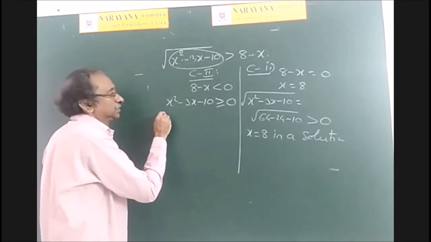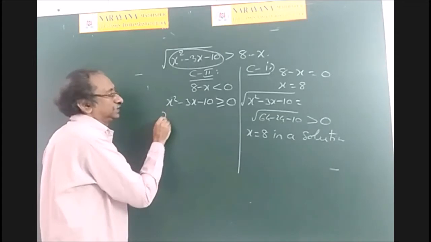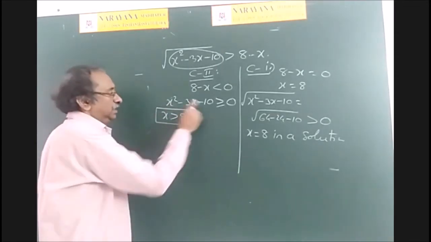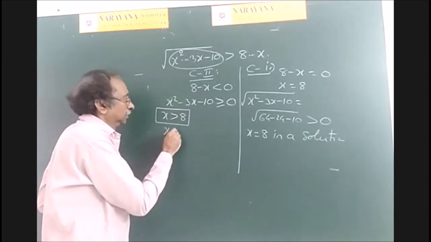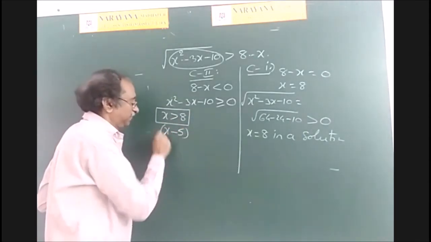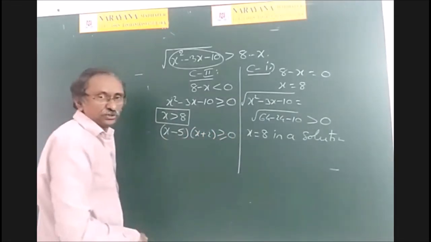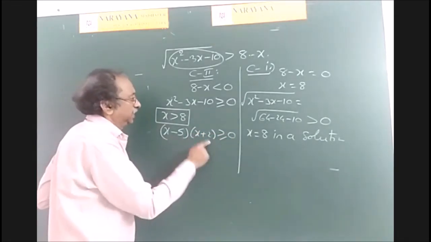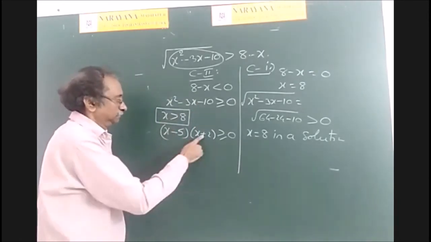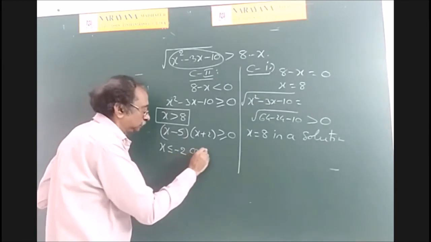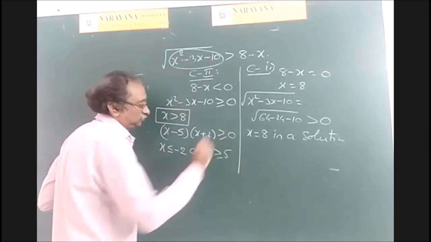Now we solve them. 8 minus x less than 0 means x greater than 8. That is the first one. And what are the factors? x minus 5 into x plus 2 greater than or equal to 0. Is it okay? That is x square minus 3x minus 10. Okay. Therefore, x must be less than or equal to minus 2 or x greater than or equal to 5.